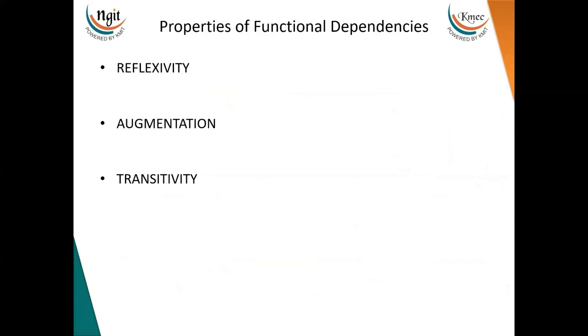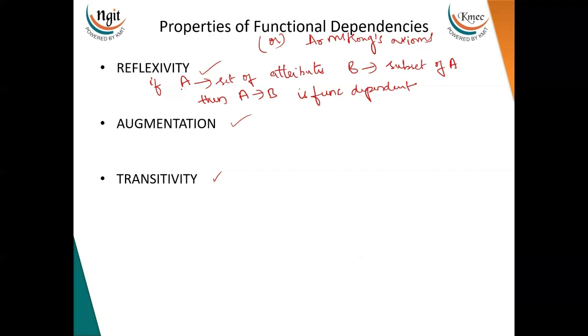Now we are going to see the properties of functional dependency. One is the reflexivity property, then augmentation, and the transitivity property. Let us take two attributes, namely A and B. A is a set of attributes and B is a subset of A. Then we say that A tends to B is functionally dependent.